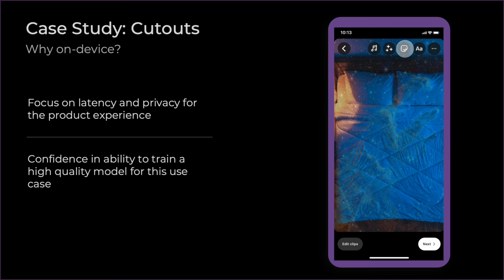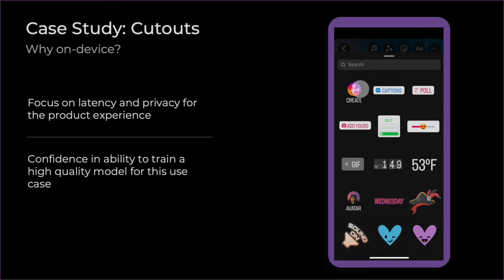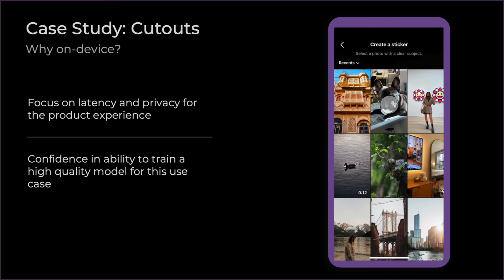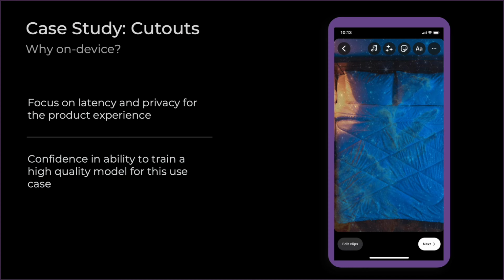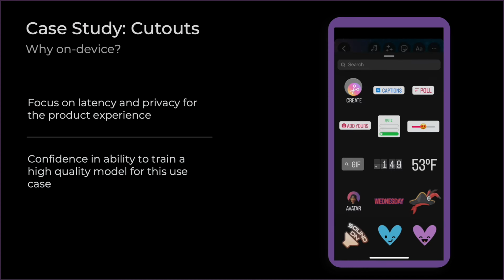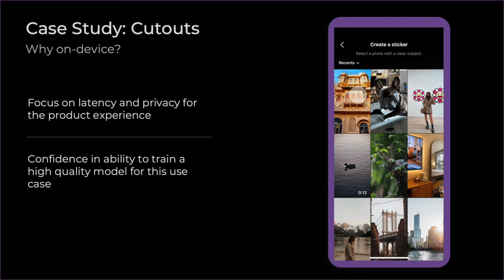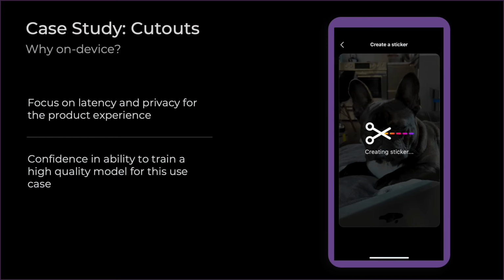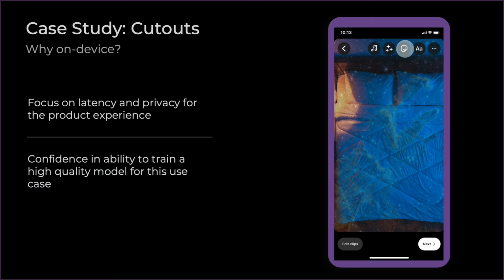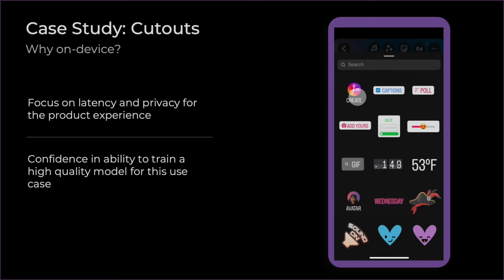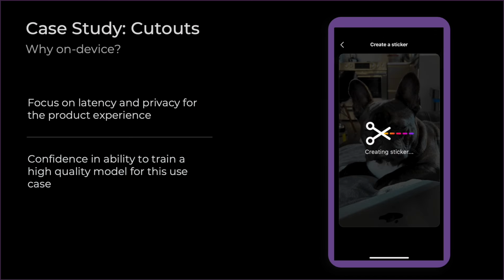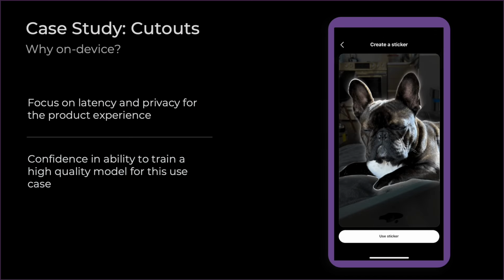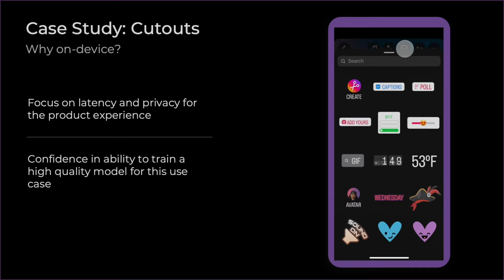And second is model quality. We felt pretty confident in our ability to deliver a high quality on-device model for this use case because it's relatively simple, image in, image out, and it's a capability that has existed on the server side for a while. I wanted to highlight this product because of its unique customer-facing nature and because of its evaluation technique, where we were able to compare the quality of the cutouts pretty easily.